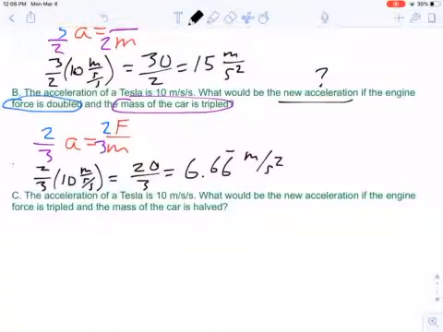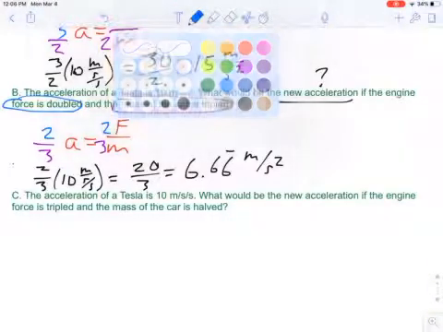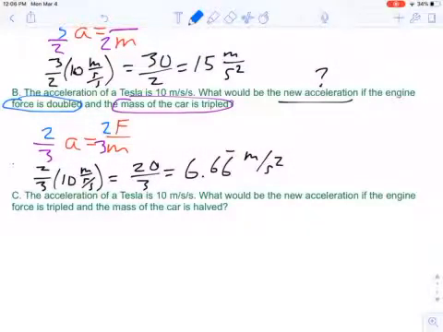How about part C? The acceleration of a Tesla is 10 meters per second squared. What would be the new acceleration if the engine force is tripled and the mass of the car is halved? Alright, so you can pause and kind of work ahead of me. I'm going to keep going, but I encourage you to pause and see if you can do it on your own. Force is tripled, mass of the car is halved.